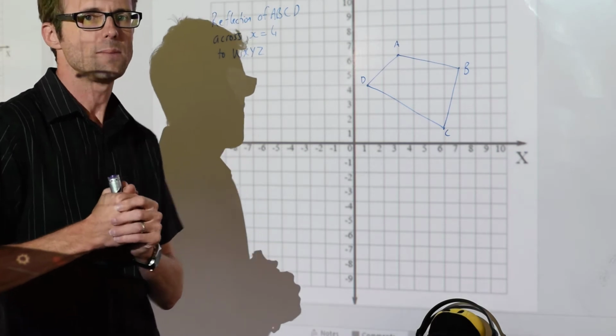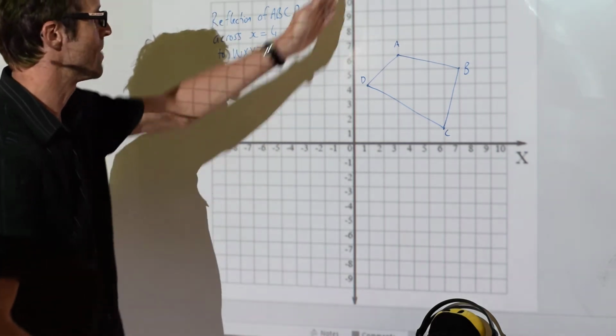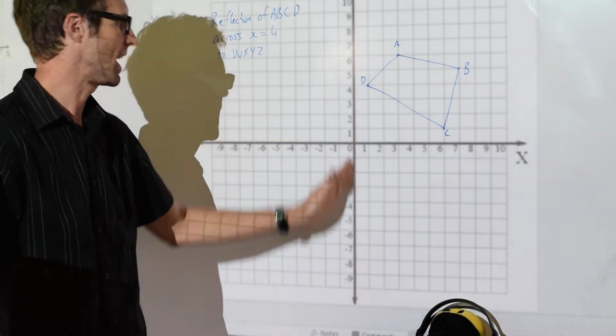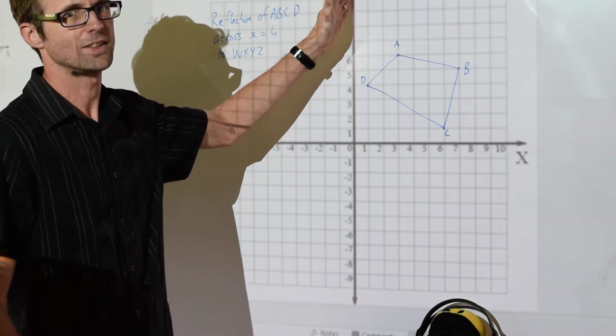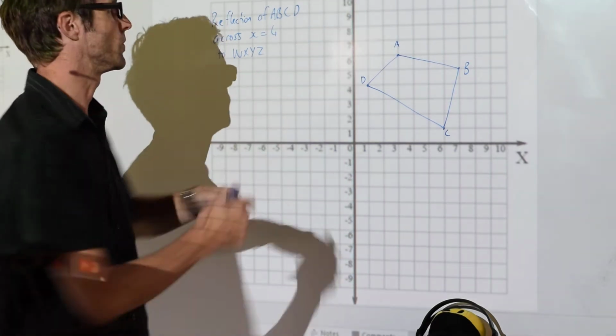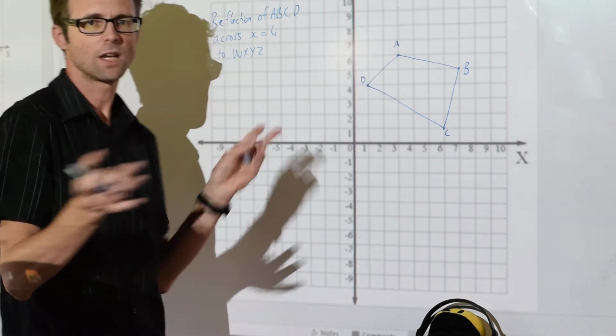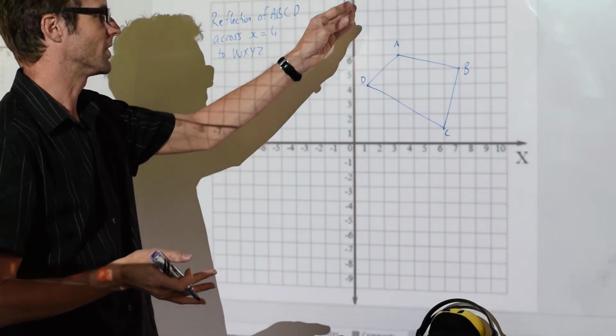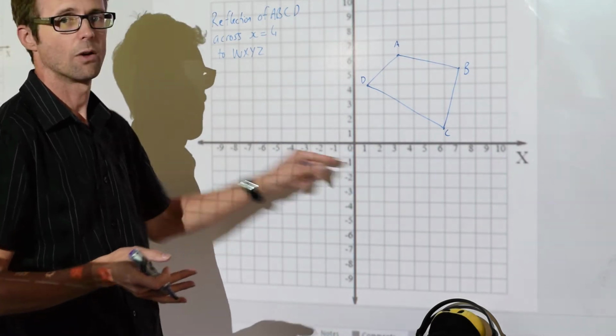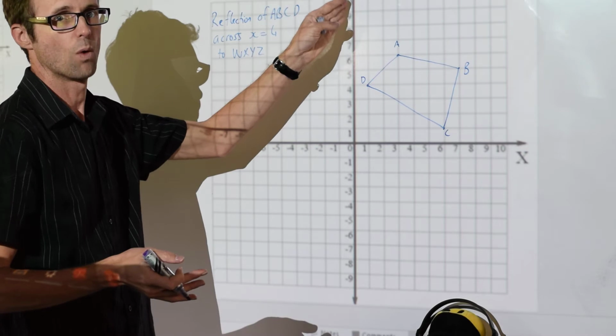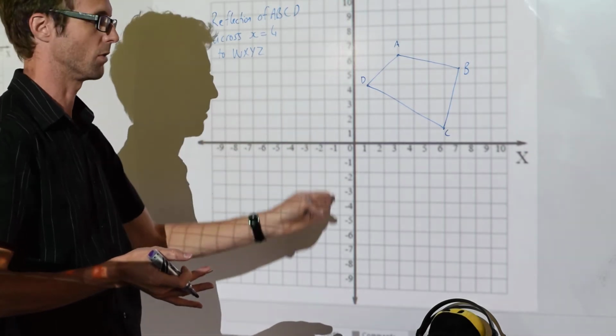The mirror line may be the y-axis, so we may reflect across the y-axis. Another way of describing the y-axis is x equals 0. So this is x equals 0, or the y-axis. People get confused, but the y-axis is where we're at 0 along the x-axis. That's why the y-axis is x equals 0.